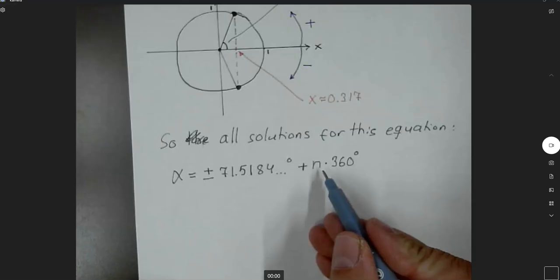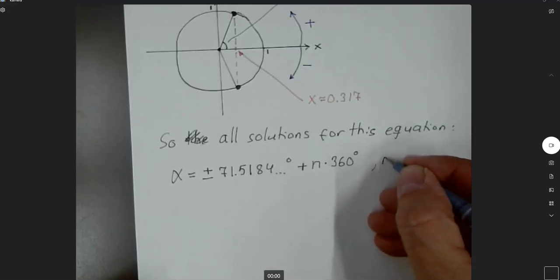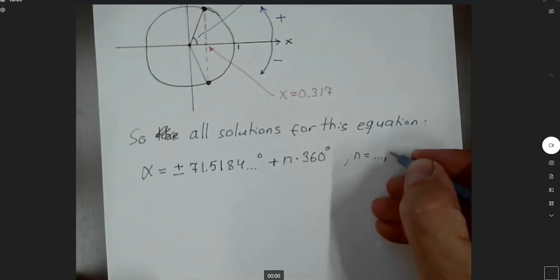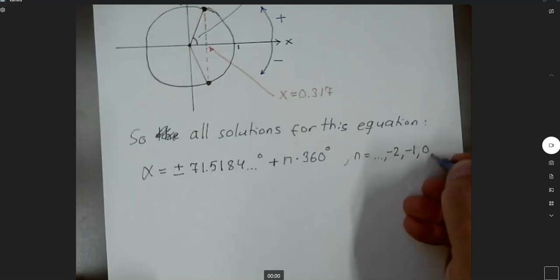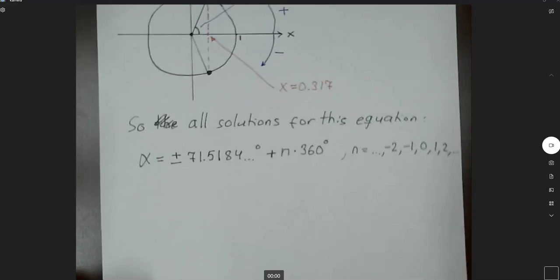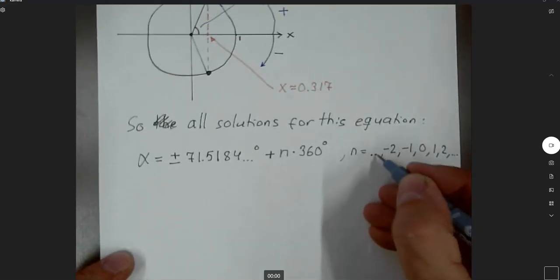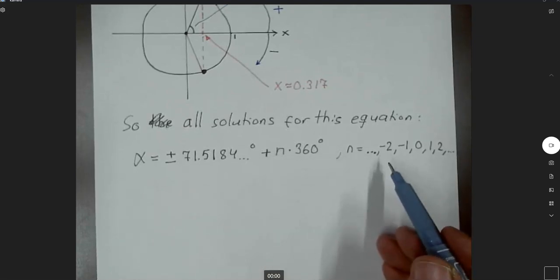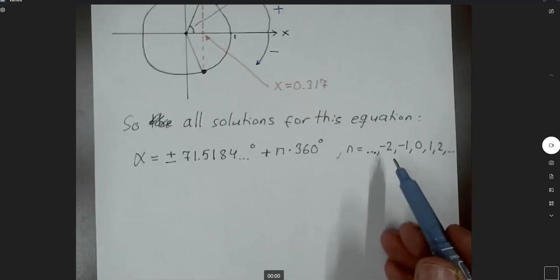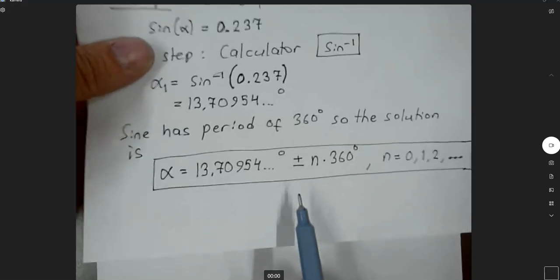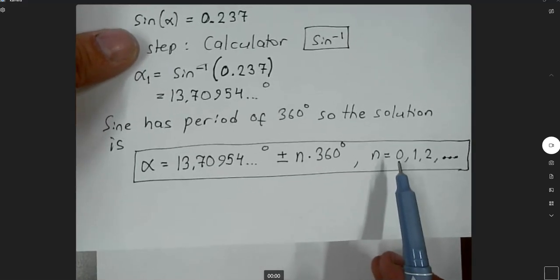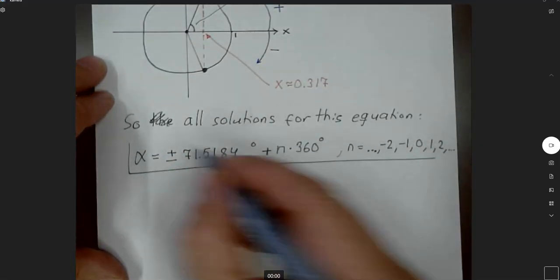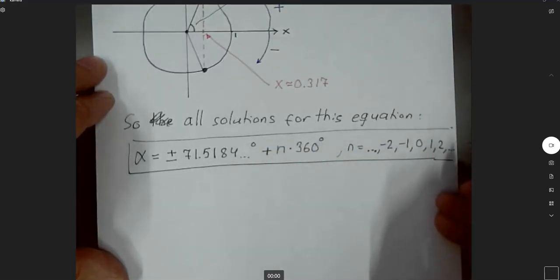But if we are using a positive n here, then we have to say that this n starts from somewhere, from minus infinity, minus 2, minus 1, 0, 1, 2, etc. So you could use both methods, either the plus sign here, but then you will use all whole numbers, including negative numbers. But if you use this plus minus sign there, then you will use only positive n values. So this will be the answer for that equation.